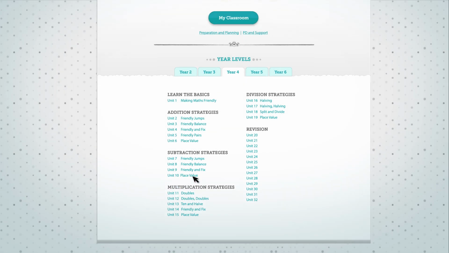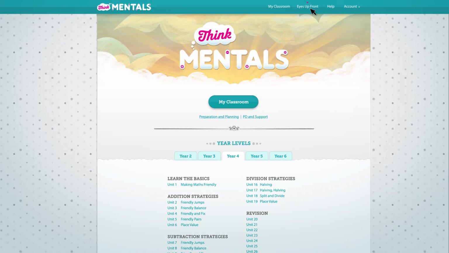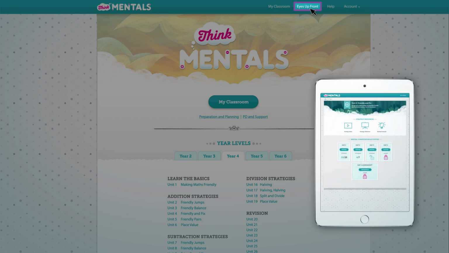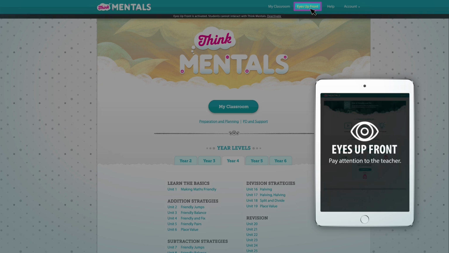In the navigation bar, you'll find Eyes Up Front, which allows you to get your students' attention off their devices and back on you. When you activate Eyes Up Front, all the students in your classroom have their access to Think Mentals temporarily suspended, and they see a pop-up instructing them to pay attention to their teacher.